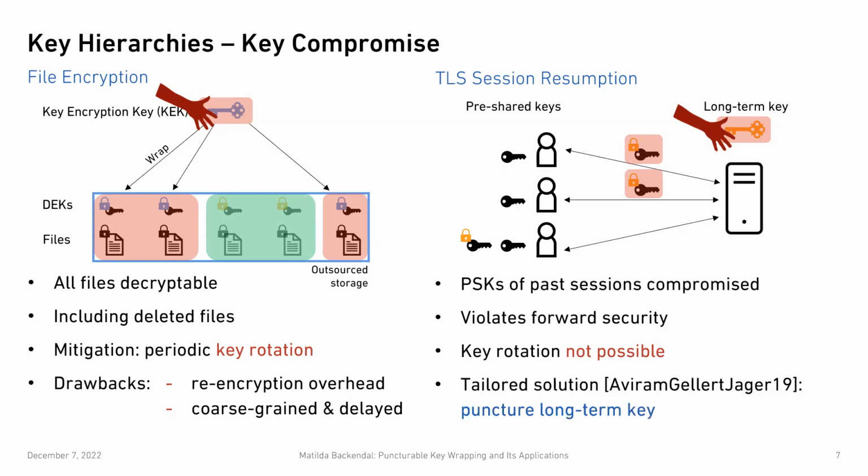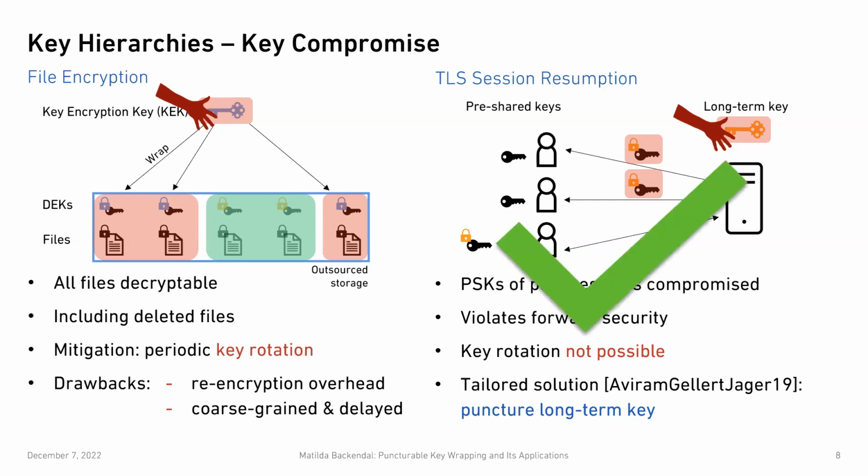But luckily, at Asiacrypt in 2019, Aviram, Gellert, and Jäger proposed a solution. They designed a forward secure session resumption protocol for TLS using what's known as puncturing. And puncturing is an operation which updates the key in such a way that it can no longer be used to decrypt specific ciphertexts. In the case of TLS, this would be used to puncture the long-term key of the server on the tickets of completed sessions to get forward security for the pre-shared keys.